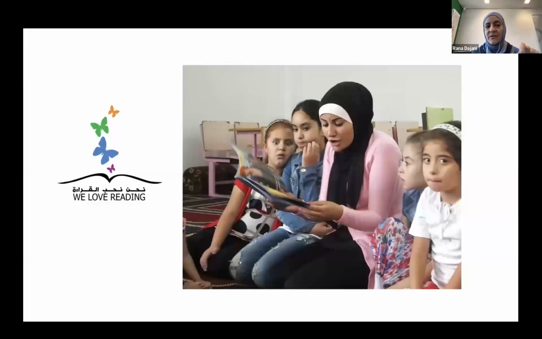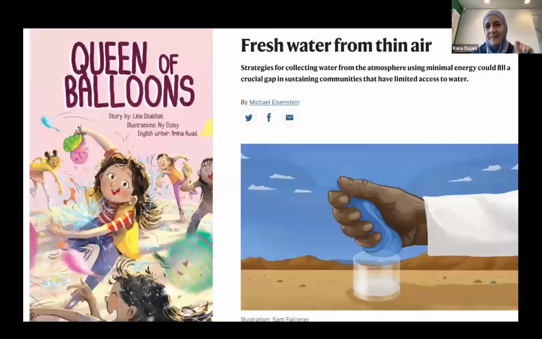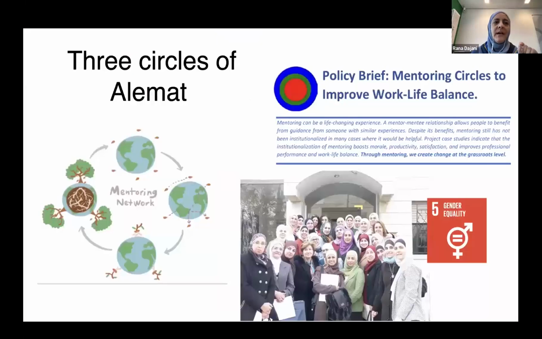So our initiative, We Love Reading, has created children's books about evolution and about energy and climate, talking about girls who grow up to be scientists from the global South as well. Then we need mentoring, because as females, we don't have the time and the capacity to meet with other scientists to talk and test our ideas and reach out to other people. And that is so important when you're doing science.